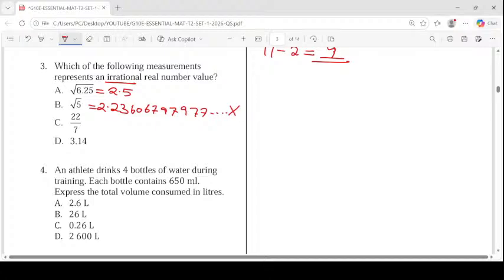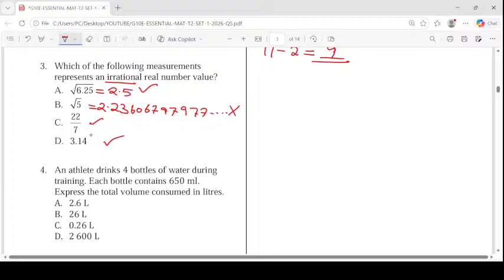Look at choice C, 22 over 7. 22 over 7 is a rational number because it has been expressed as a fraction in terms of p over q, where q is not equal to 0. So choice A is a rational number. Choice C is also rational. Choice D is also rational.